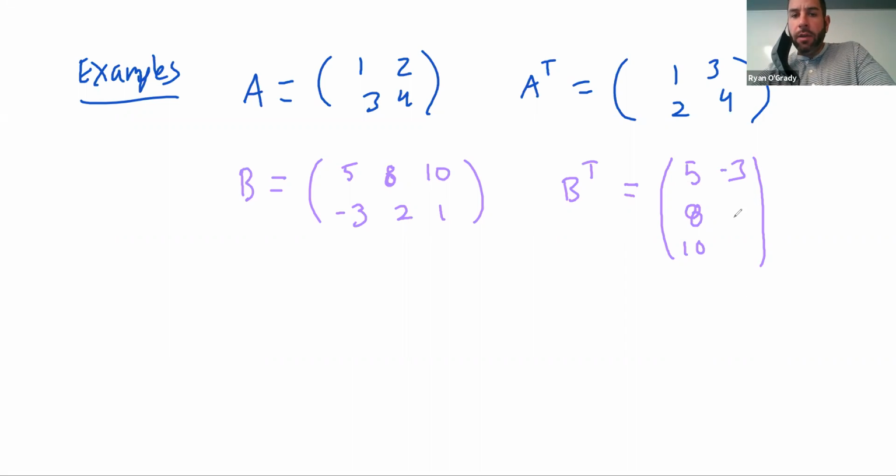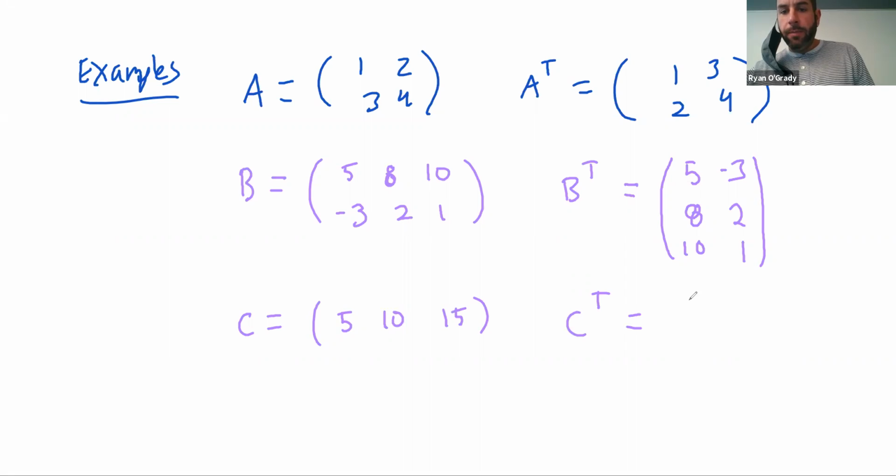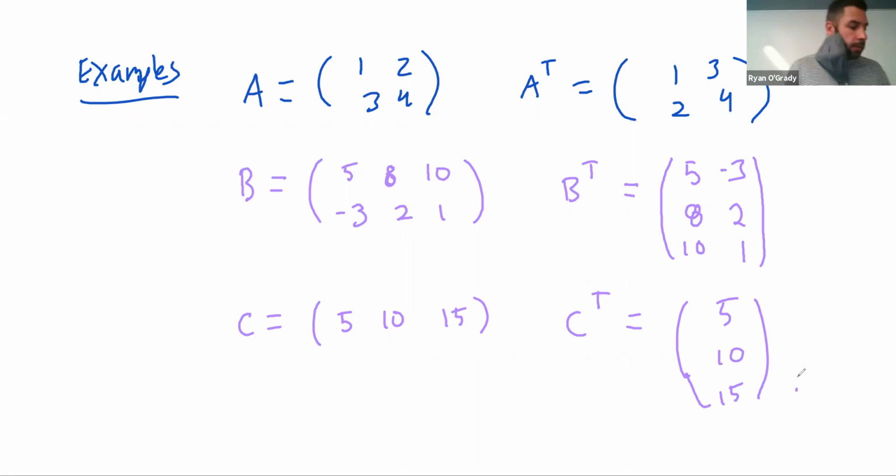It's a lot more obvious when you have a square matrix how this works. But there you go. By the way, if I have, let's say C is equal to a single row, how about 5, 10, 15? Well, what's C's transpose? That becomes a column, 5, 10, 15. Does anybody have any questions about this? Comments?